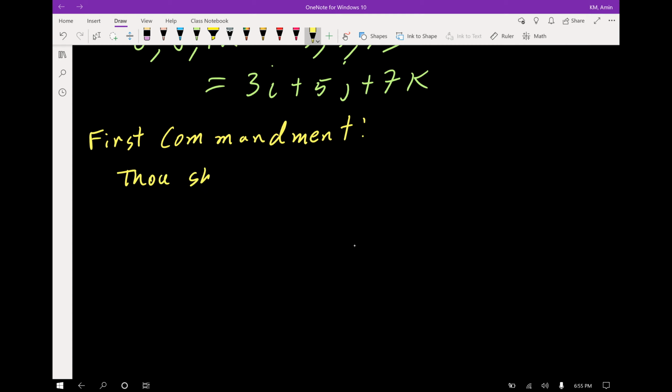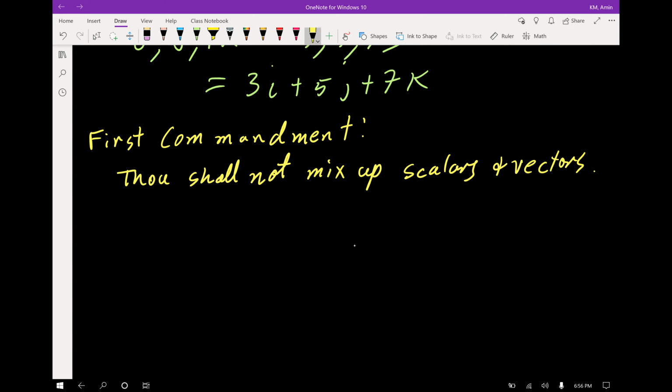Thou shalt not mix up scalars and vectors. It's kind of trivial, right? Obviously, you're not going to make the mistake, but do not mix them up.